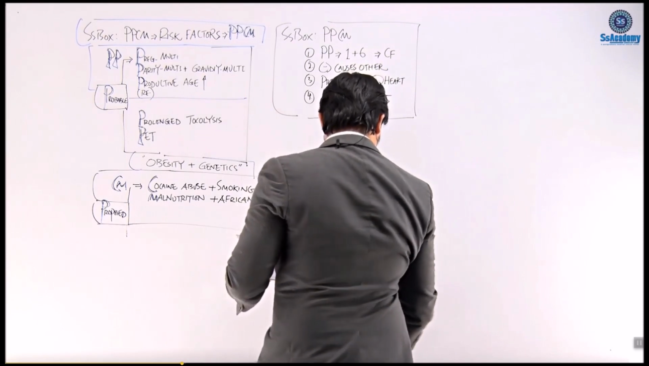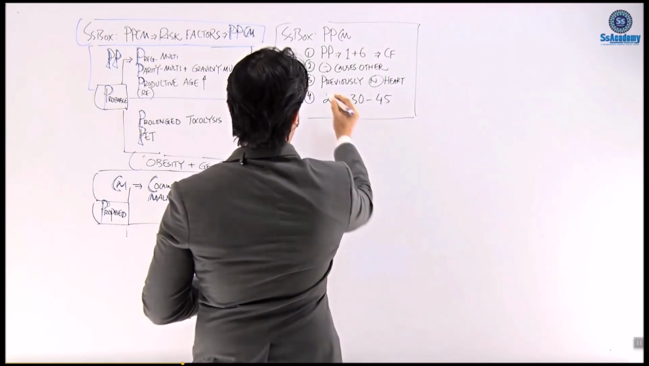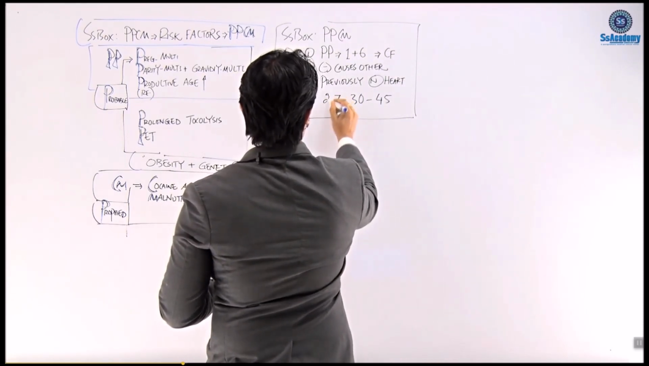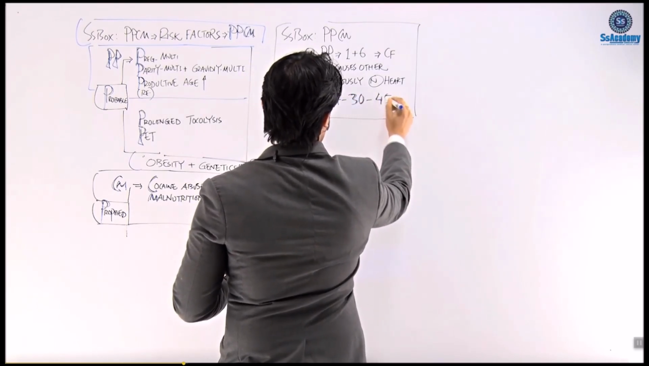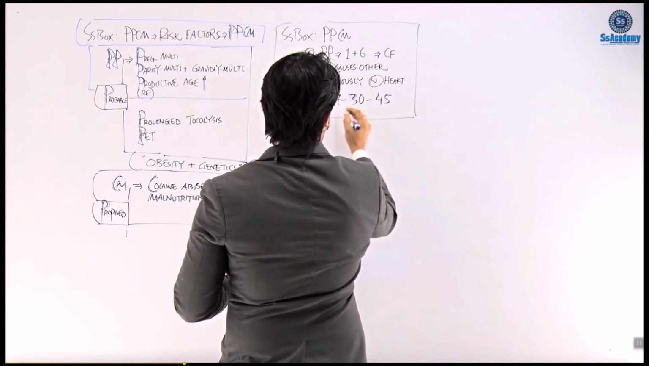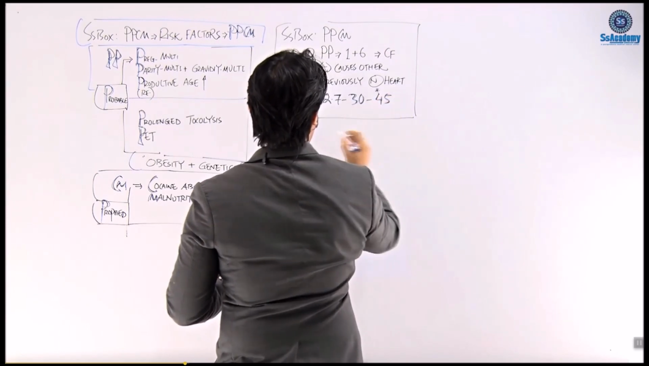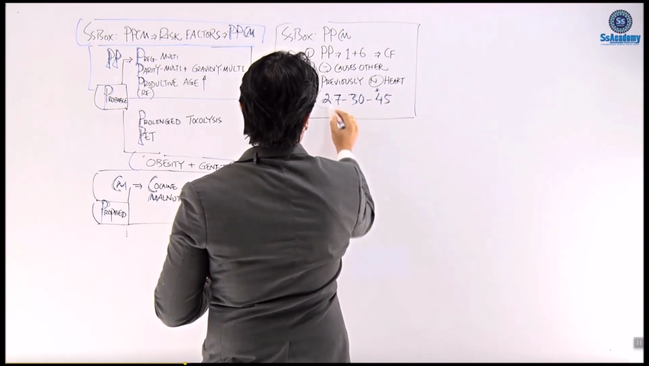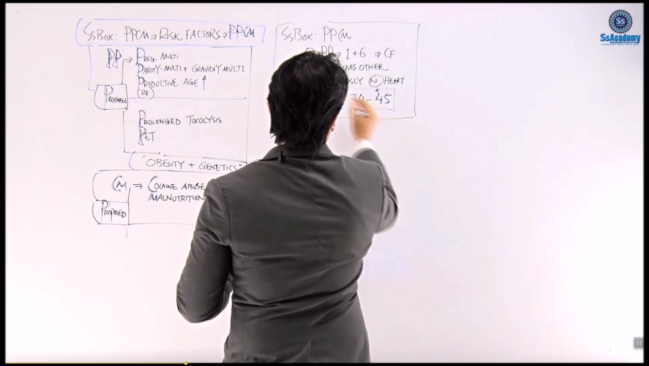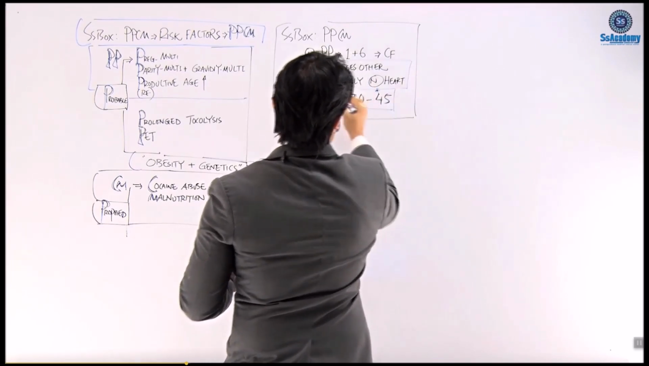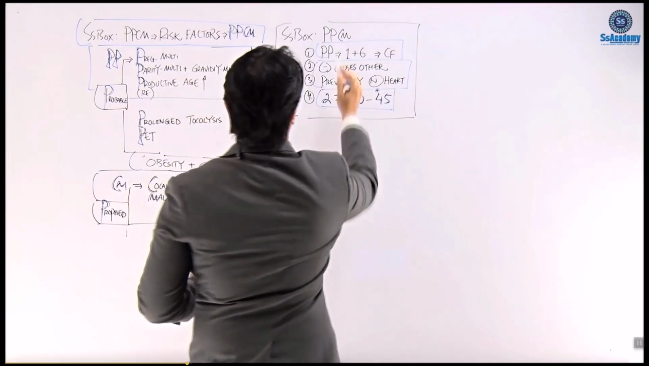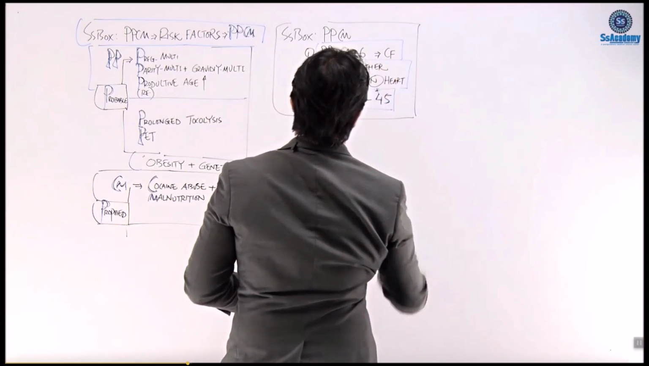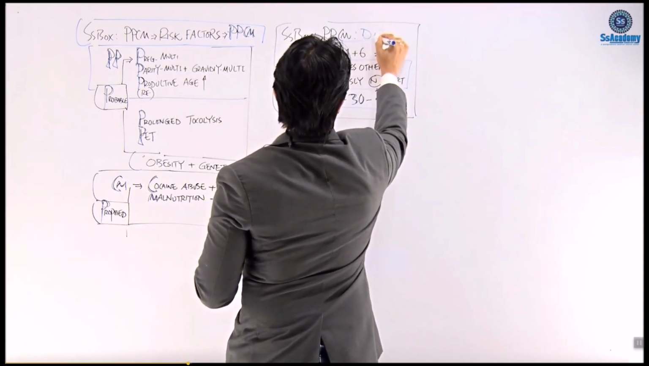But along with that, the most important thing we need to remember is 2.7, 30, and 45. At least we need to remember the 45. So 2.7, 30, 45. Say with me: 2.7, 30, 45. Yes, the 1 plus 6. So that's all about the PPCM diagnostic criteria.